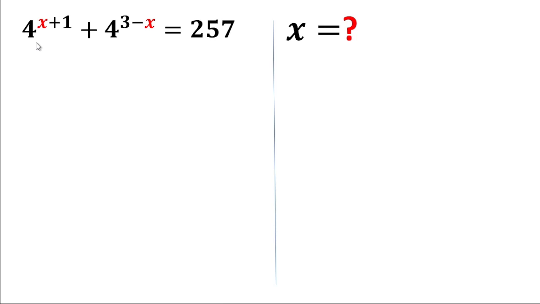The given problem here is 4 to the power x plus 1 plus 4 to the power 3 minus x is equal to 257. Then we will have to find the value of x.